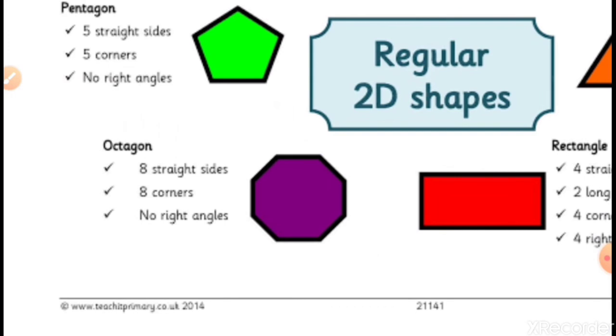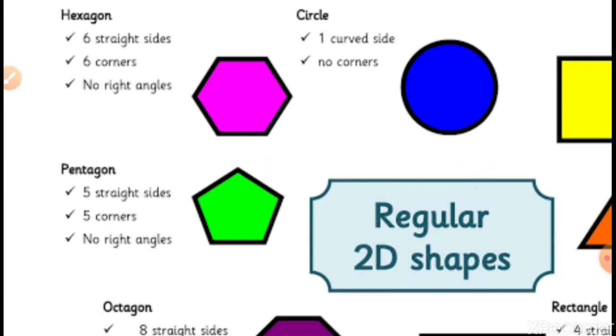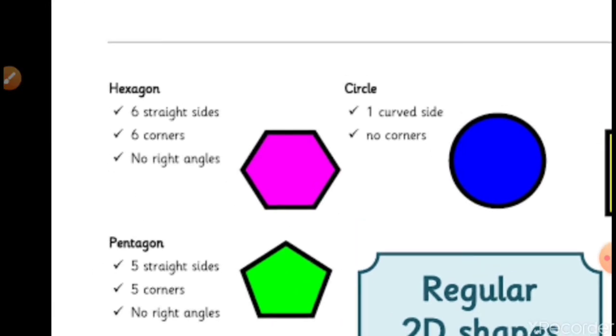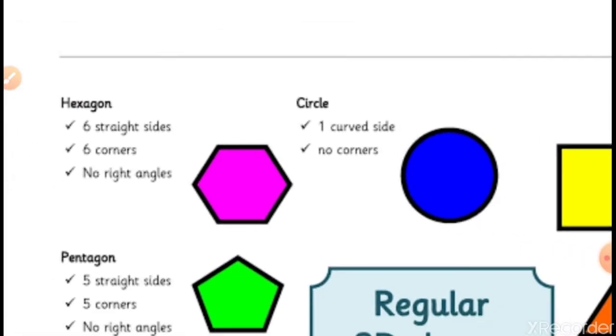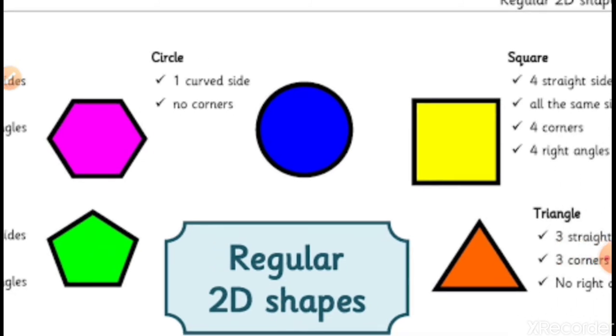Octagon means 8 sides. So if there are 8 sides, there has to be 8 angles, isn't it? So 8 straight lines are there, so 8 corners are also there. Then pentagon having 5 straight sides, since 5 sides are there, so 5 corners are also there. Then hexagon having 6 straight sides, since 6 sides are there, so 6 corners are also there. 6 sides होंगी तो 6 corners भी होंगे. And then circle. Circle does not have any straight line, it does not have any straight side, it does not have any start, it has just one curved side.